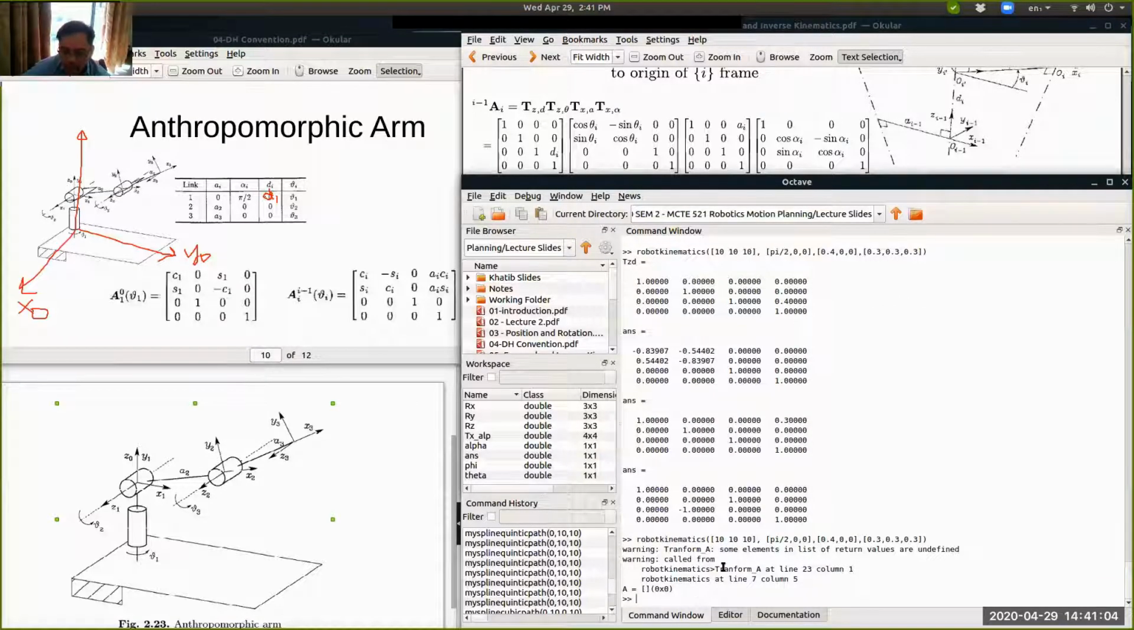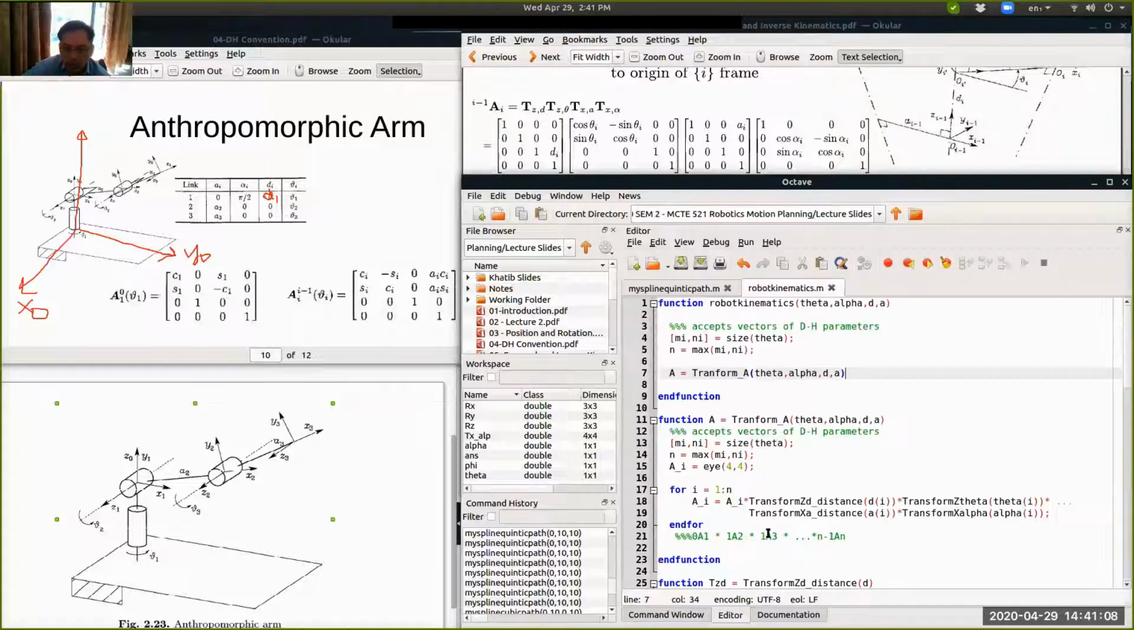So the list values are undefined, warning code. Okay, undefined. Why are they not defined? Okay. Alpha, I, D and A transform theta alpha.